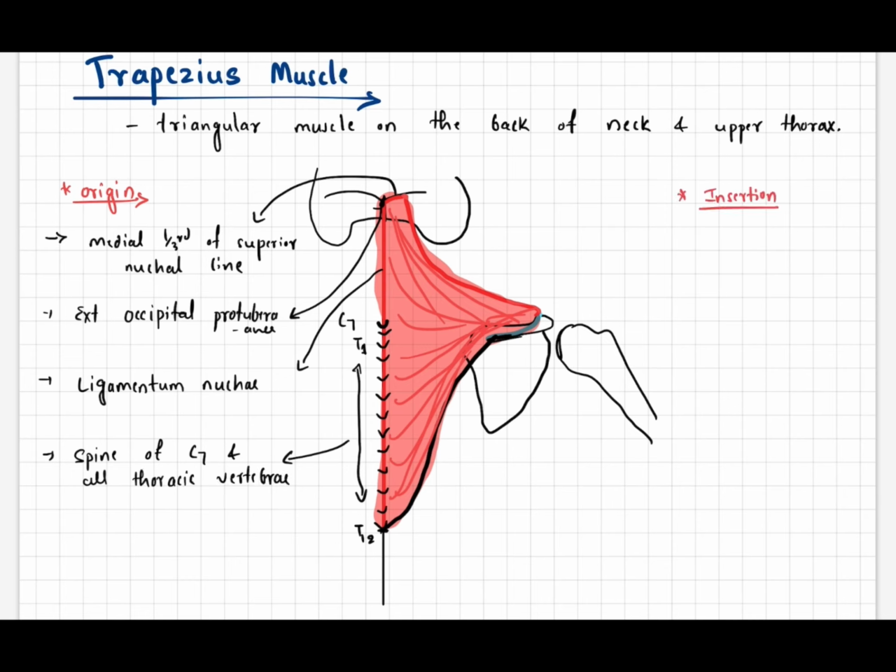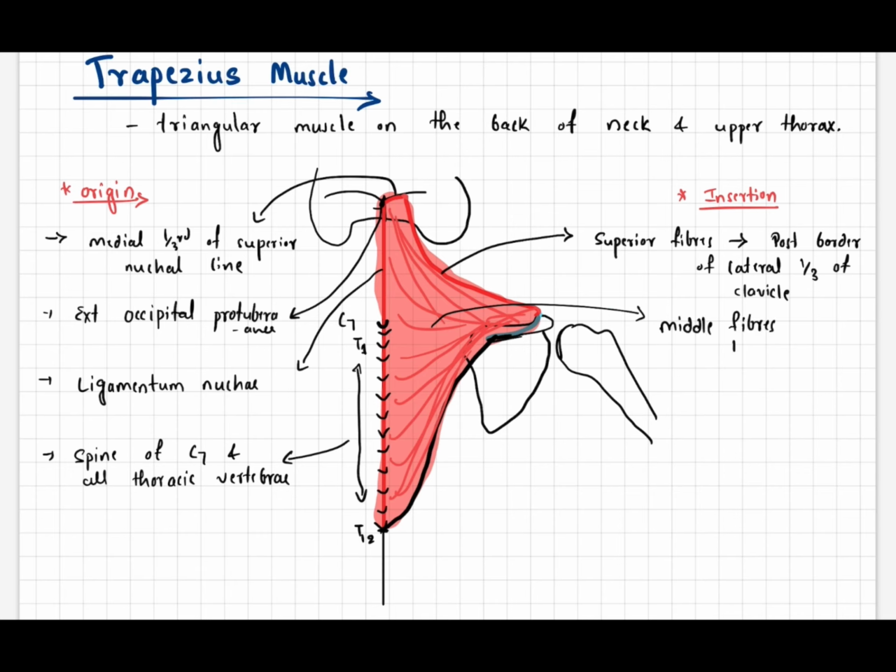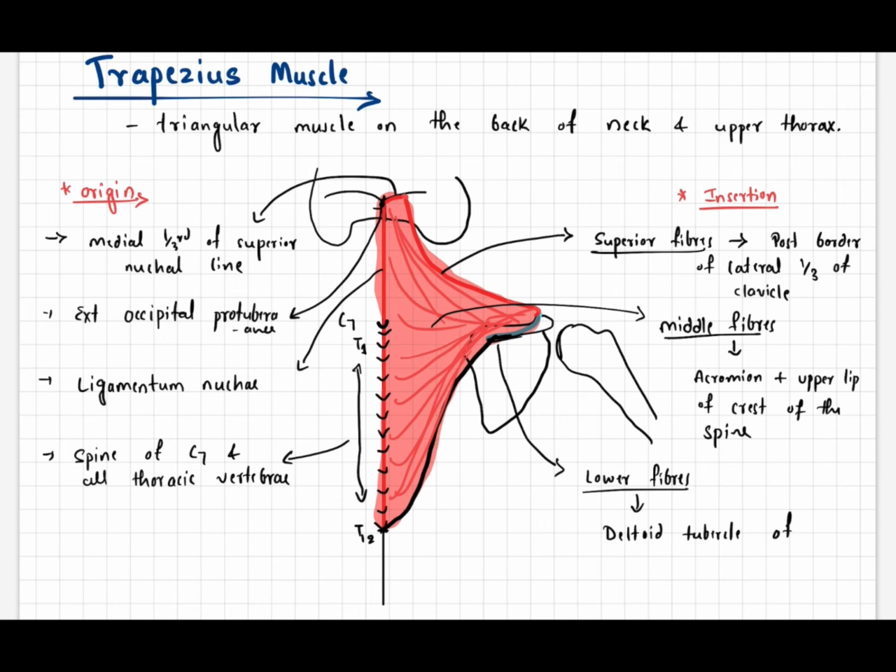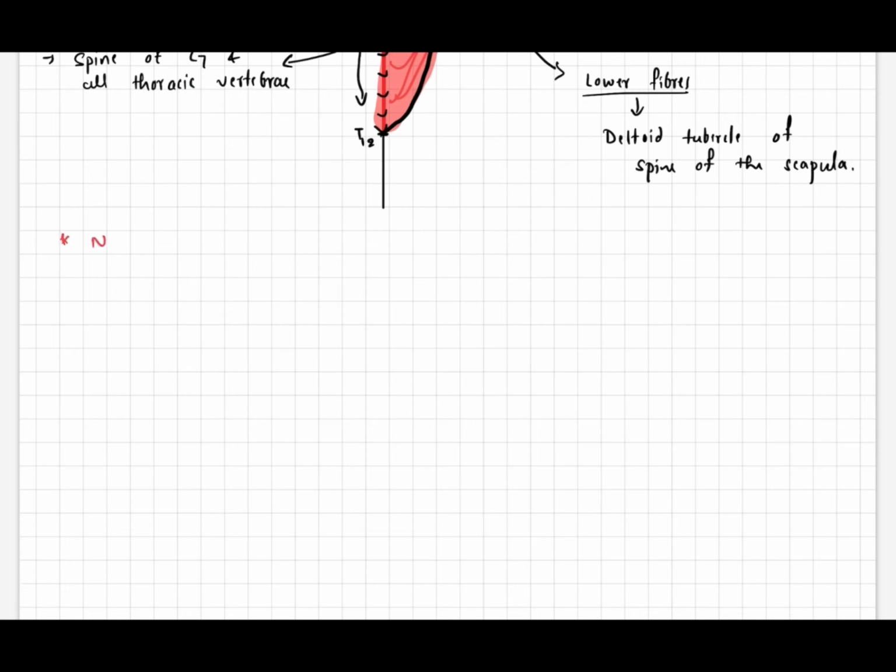Insertion. It has been divided into three fibers: superior, middle, and lower fibers. Superior fibers are inserted into the posterior border of the lateral third of the clavicle, and middle fibers are inserted into the medial margin of the acromion and upper lip of the crest of the spine of the scapula, and lower fibers are inserted into the deltoid tubercle.